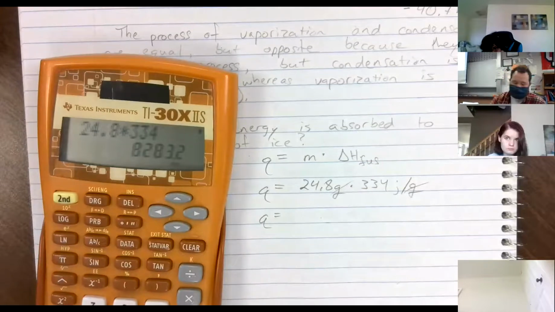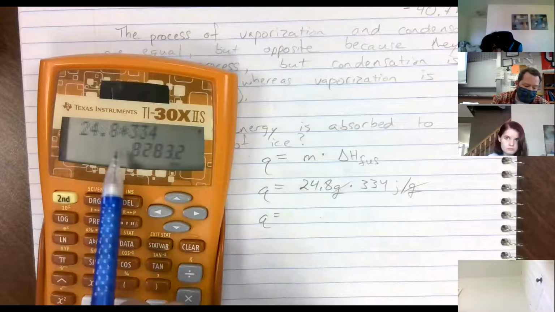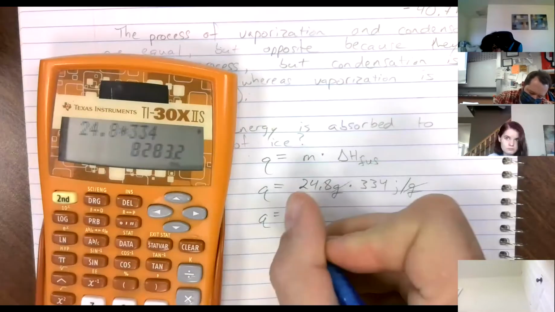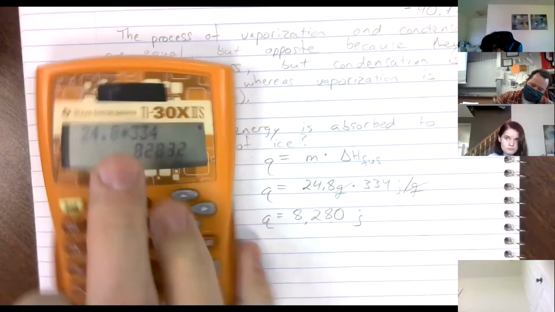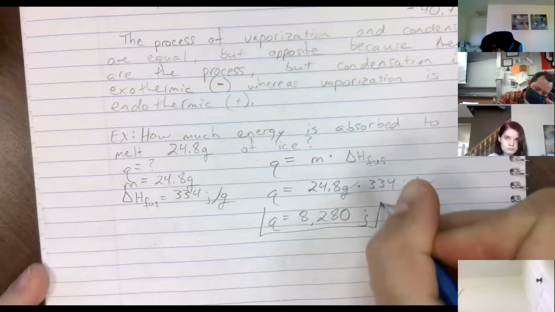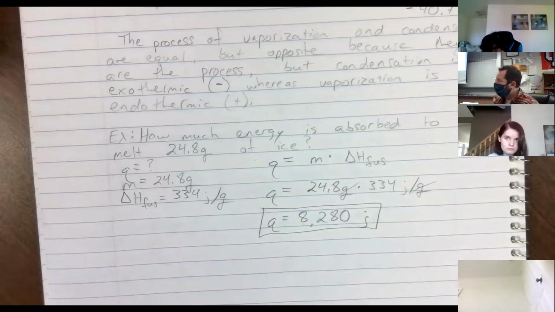There we go. Three significant figures. I want 3 in my answer, so 8 to 8. The 3 is not enough to round up. So 8,280 joules. Might sound like a lot, but a joule is a pretty small amount. So even 8,000 of them is not that much heat, not that much energy. There we go. Questions? People at home doing all right?